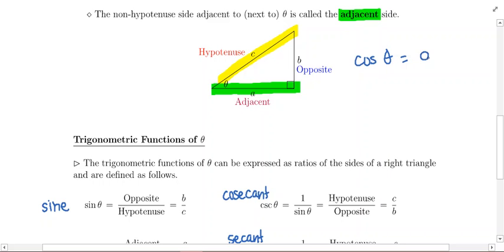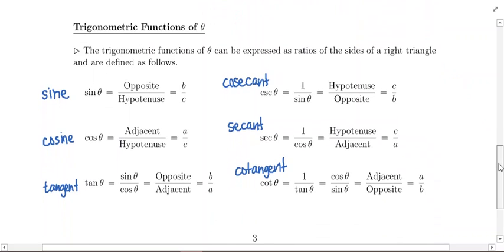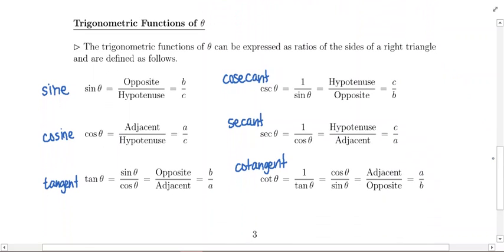It's going to be the adjacent side, which has length A, divided by the length of the hypotenuse, which is C. All right, so again, what you need to remember is that cosine is adjacent over hypotenuse. All right, moving on to tangent. Tangent is defined in terms of sine and cosine. The tangent of the angle is the sine divided by the cosine.